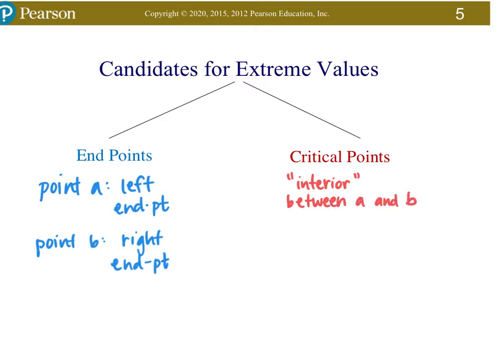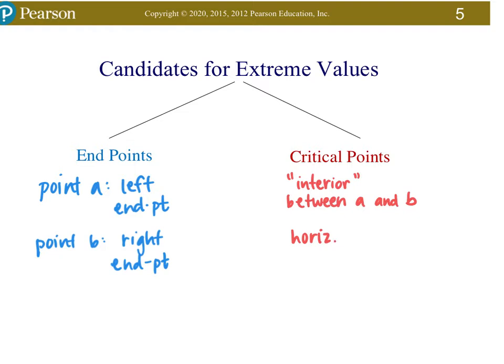Okay, so somewhere in the middle. And there are two kinds of critical points. Just like there's two endpoints, there's a point A and a point B. Those are the two endpoints. There are two kinds of critical points as well.